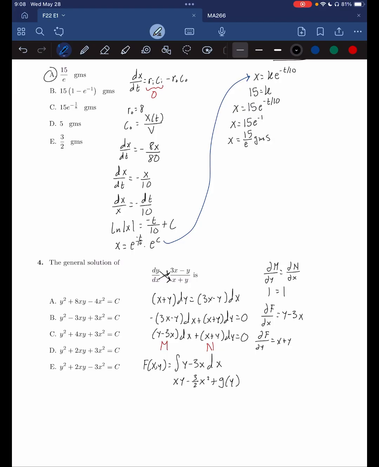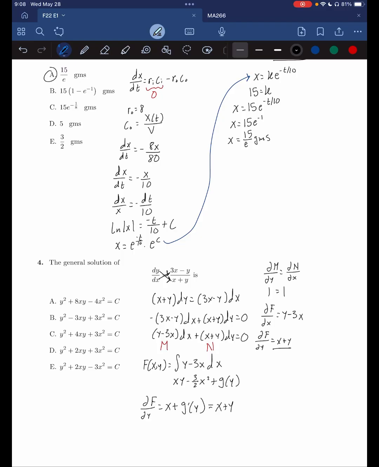Okay, that being said, now we take the partial derivative of this with respect to y because we have this g of y. We'll call this df dy is equal to x minus, this is a 0, because this is just all x's, plus g prime of y. What else is equal to df dy? This is equal to df dy.